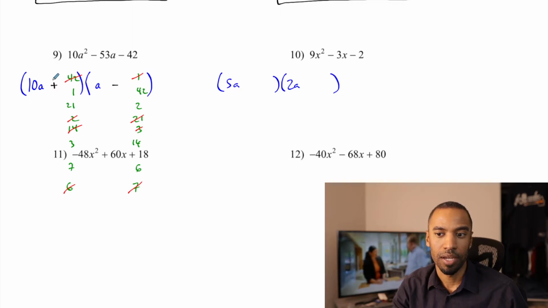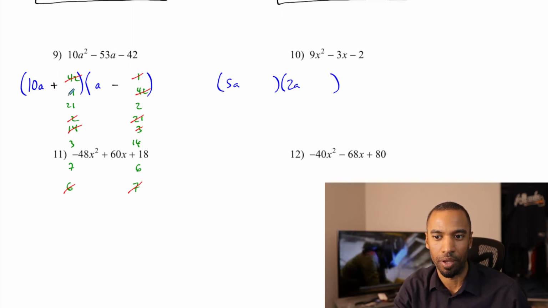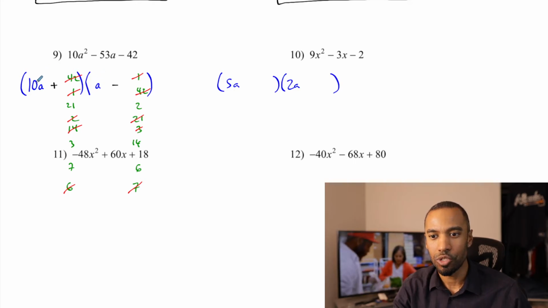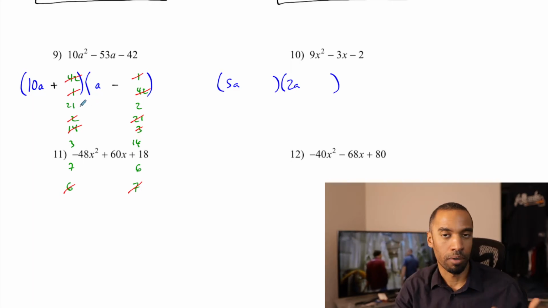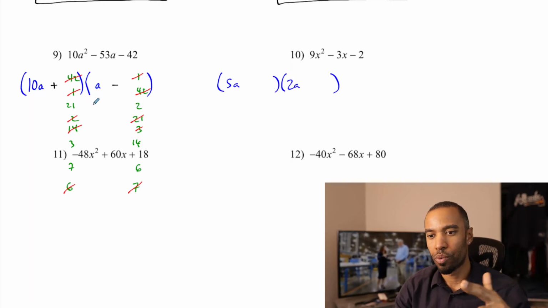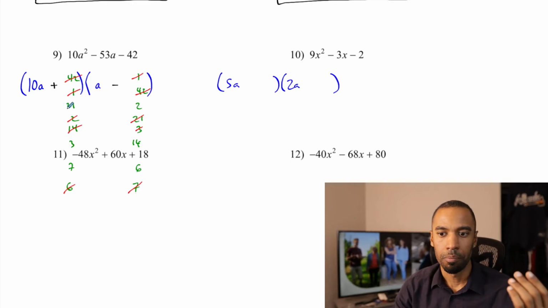So we test some things, right? 10 times 42, no, that's negative 420. There's no way that's going to go there. I'm not going to try that. All right, let's try some others. 10 times negative 2, so negative 20, and then 21, and 1 times 21 is 21. So negative 20 plus 21, that's 1. So no, it's not that.